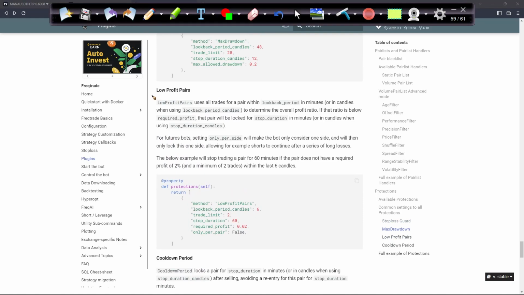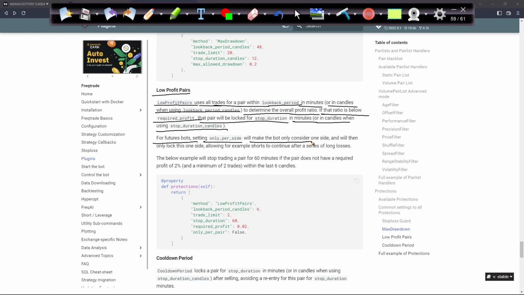Now we have low profit pairs protection, where low profit pairs uses all trades for a pair within look back period in minutes, or in candles when using look back period candles, to determine the overall profit ratio. If that ratio is below required profit, that pair will be locked for stop duration in minutes, or in candles when using stop duration candles. For futures bots, setting only per side will make the bot only consider one side and will then only lock this one side, allowing, for example, shorts to continue after a series of long losses.